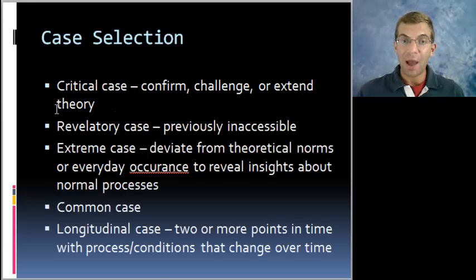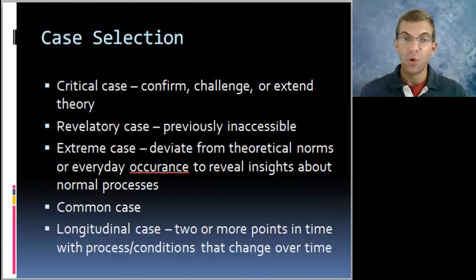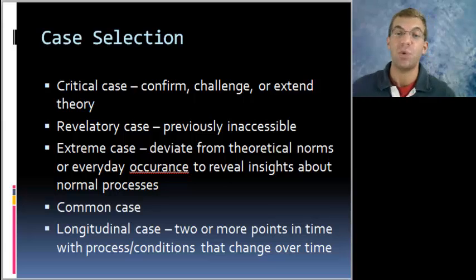So I was just talking about how important the case selection procedure is, because what your case is determines basically what other case it's applicable to. You can have a critical case, and this information starts on page 51 and 52. A critical case is one that you can get the most information out of, that could confirm, challenge, or extend existing theory. There could be a revelatory case, which has been previously inaccessible, where you're revealing new information.